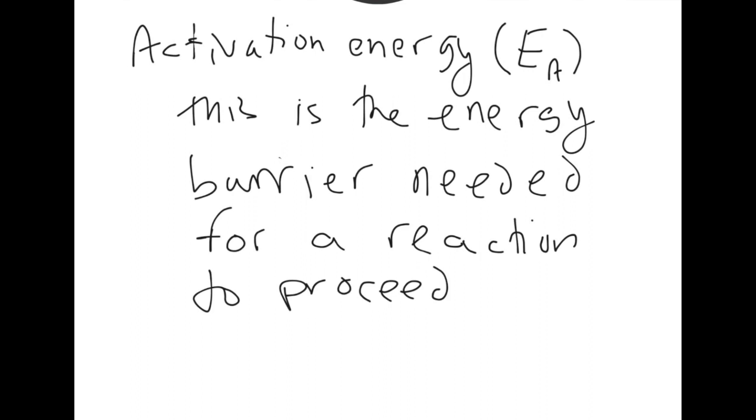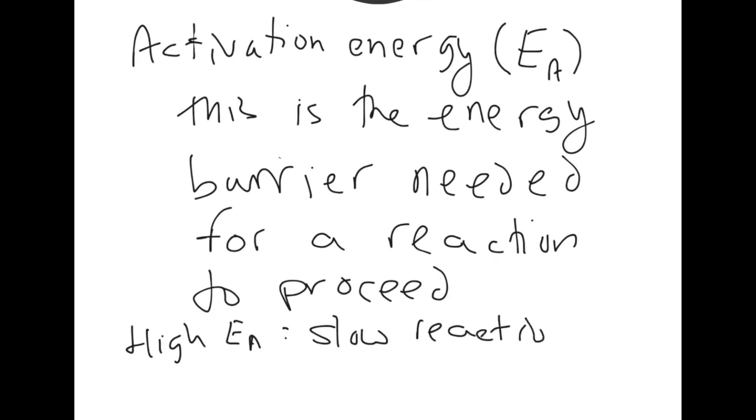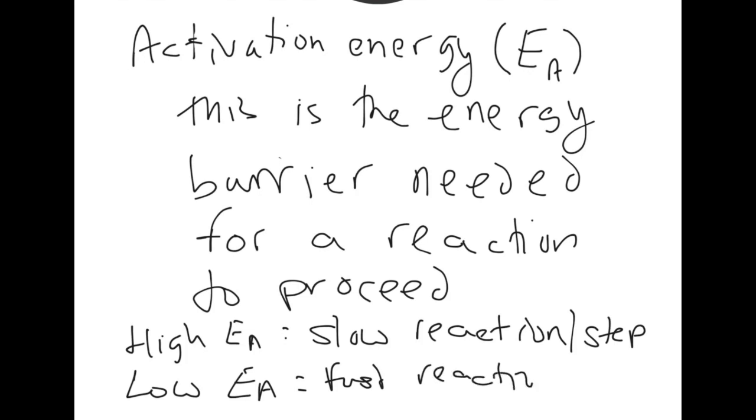So what we can say is that high activation energies equal slow reactions or slow steps, and low E sub A equals a fast reaction or step. So we can look at a reaction coordinate diagram and say, hey, this activation energy is higher than this one. So the step with the highest activation energy is the slow step.